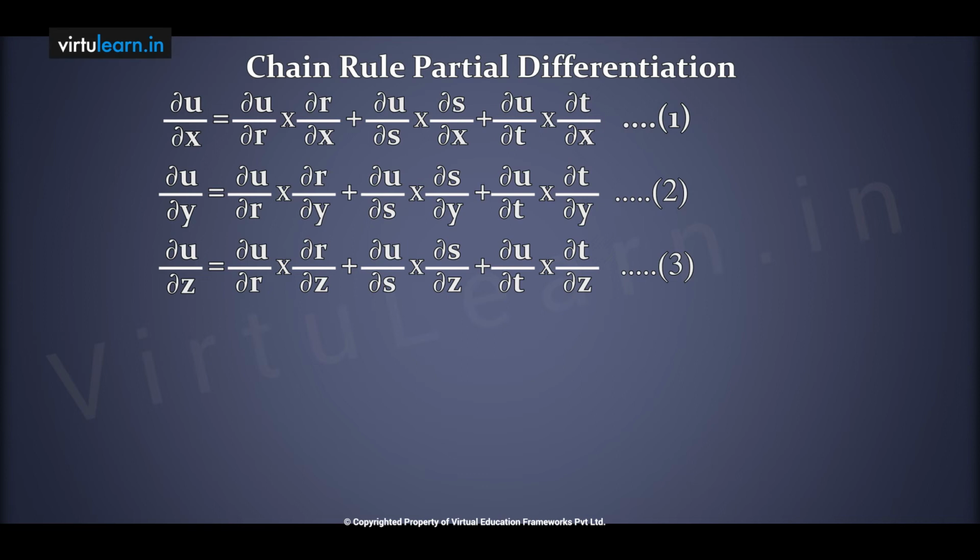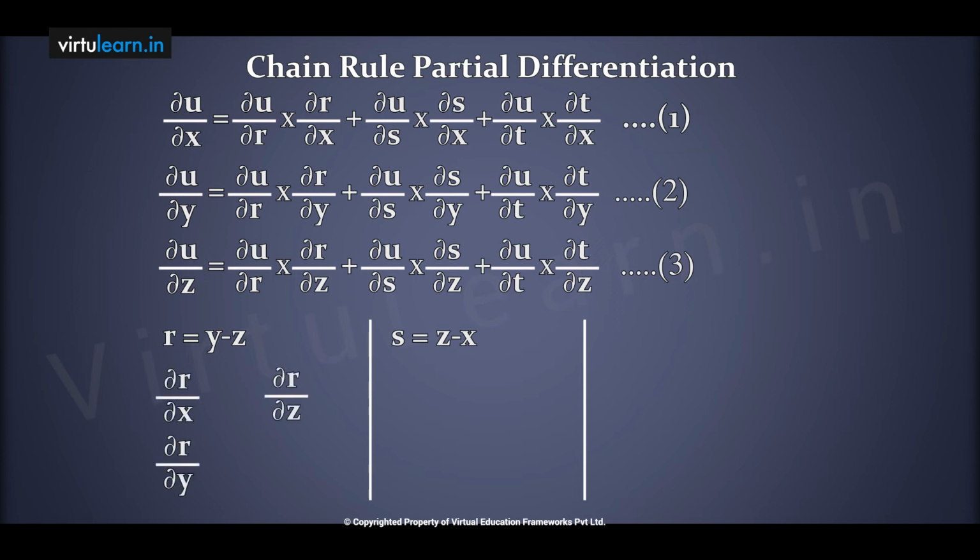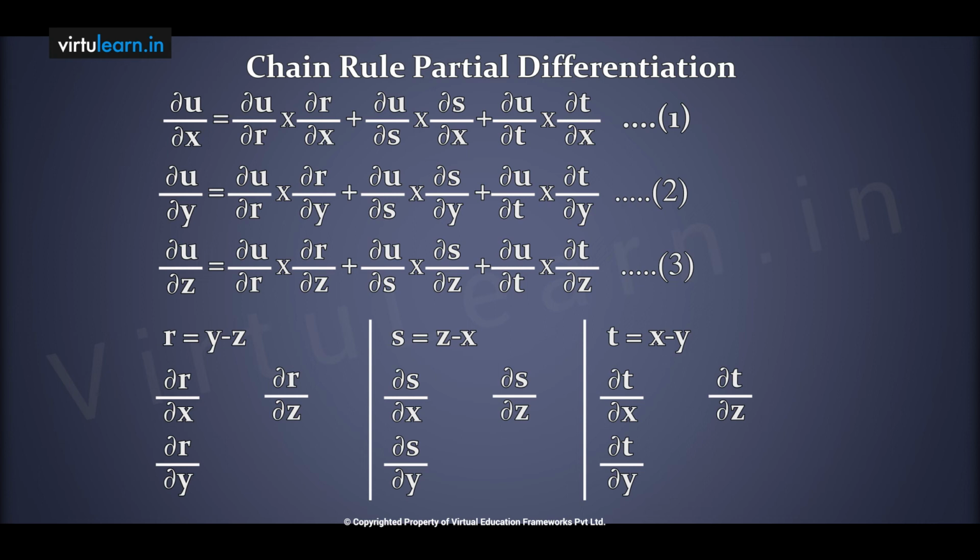Now you consider r, s, t values. In this formula, you observe the first column, ∂r/∂x, ∂r/∂y, ∂r/∂z. Means for r, you do the differentiation with respect to x, y, z. For the second column, I am showing here ∂s/∂x, ∂s/∂y, ∂s/∂z. Means for s also, you do the differentiation with respect to x, y, z. In the same way, for t also, you do the differentiation with respect to x, y and z.